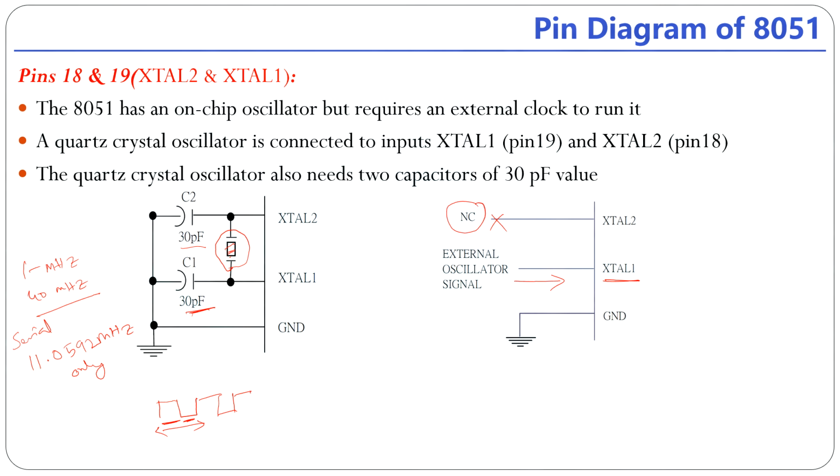There are two methods of giving clock pulses to the 8051 microcontroller: with the help of a quartz crystal, or with an external oscillator. Most of the time we use only a quartz crystal oscillator, because it provides a constant frequency. Most microcontrollers use only quartz crystal oscillators, and you need to choose the crystal based on your required frequency. And one important thing: when you are operating with the serial port, it should be 11.0592 megahertz only.